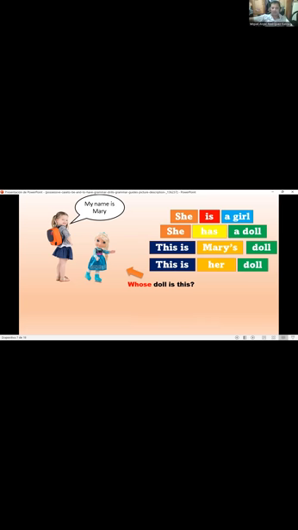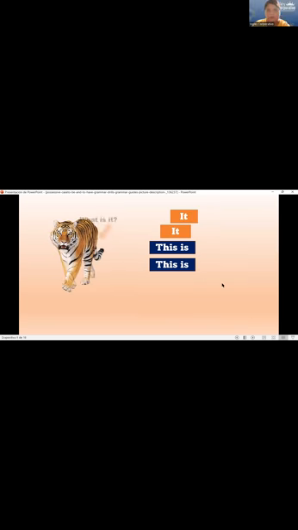This is her doll. Entonces ahí no podemos decir this is she doll, sino que tenemos que utilizar her, el possessive adjective. Her. This is her doll.